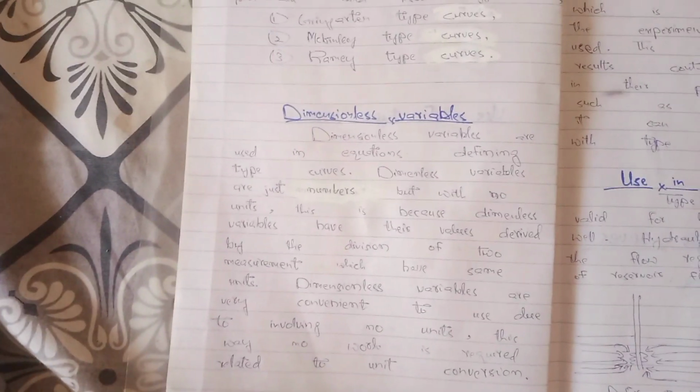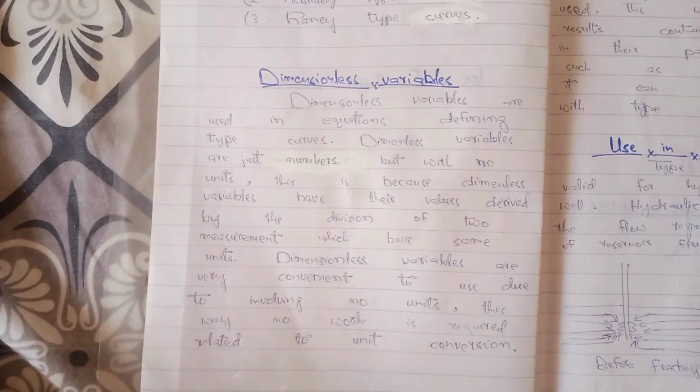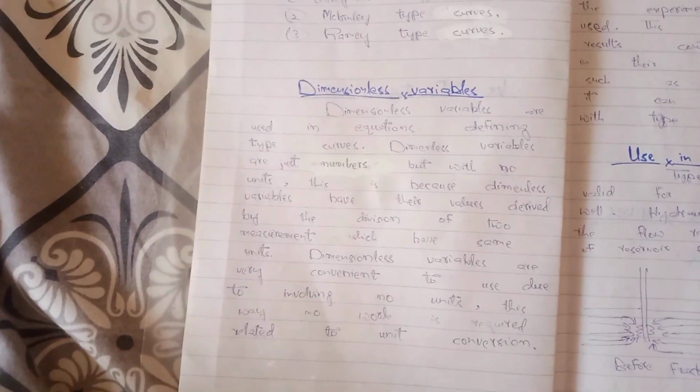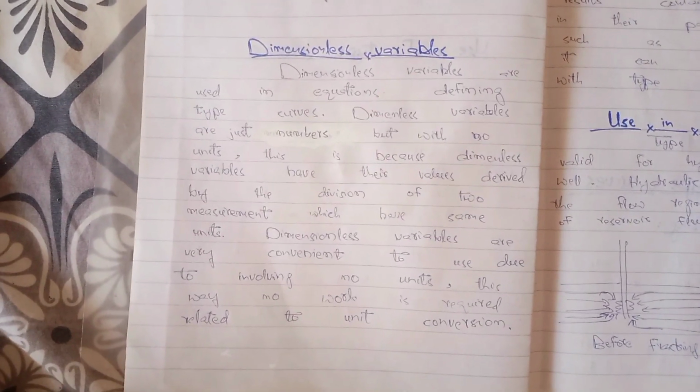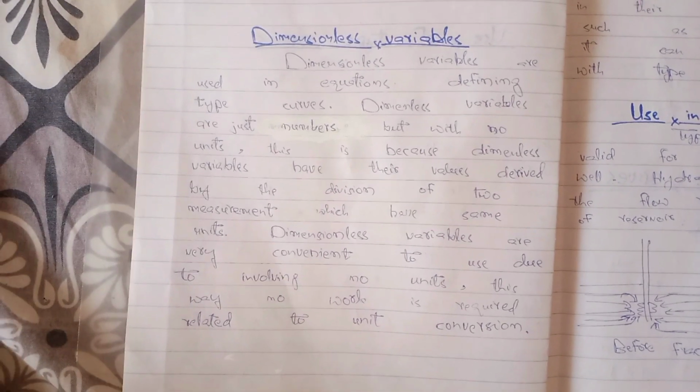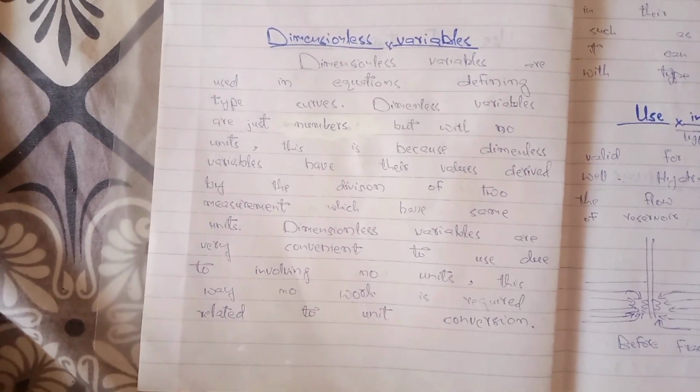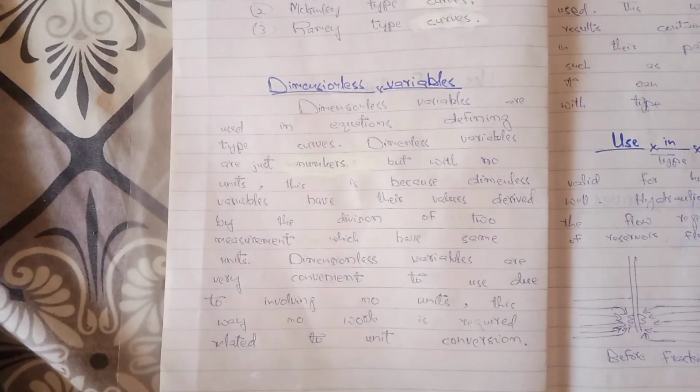So in dimensionless variables, we have numbers, we have measurements, but we do not have any unit. So there is no problem in unit conversion or any kind of errors occurring due to unit conversions. And in petroleum engineering, mostly we are using, somewhere we are using American systems.